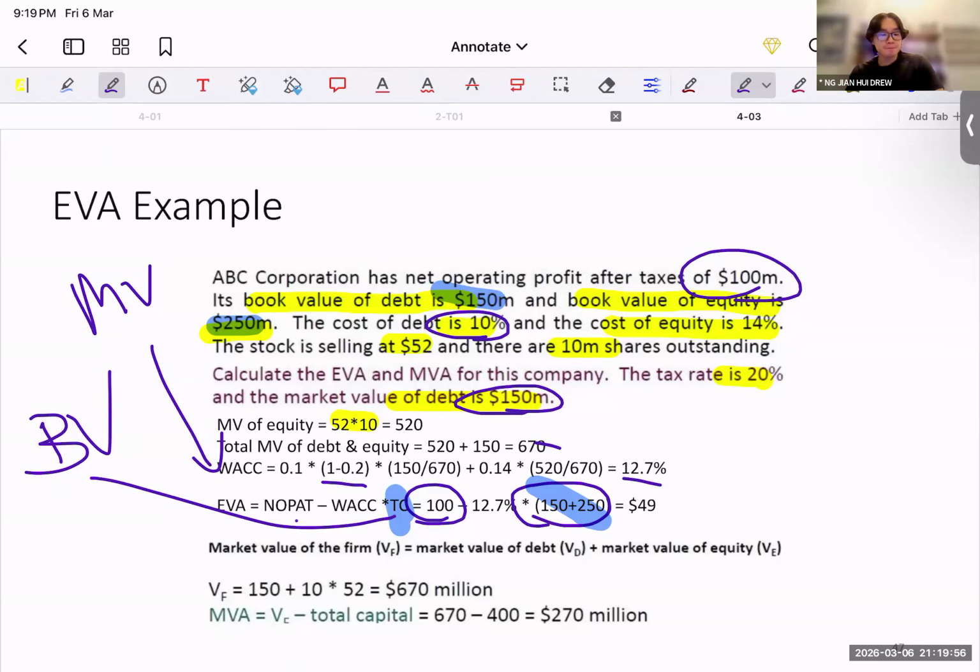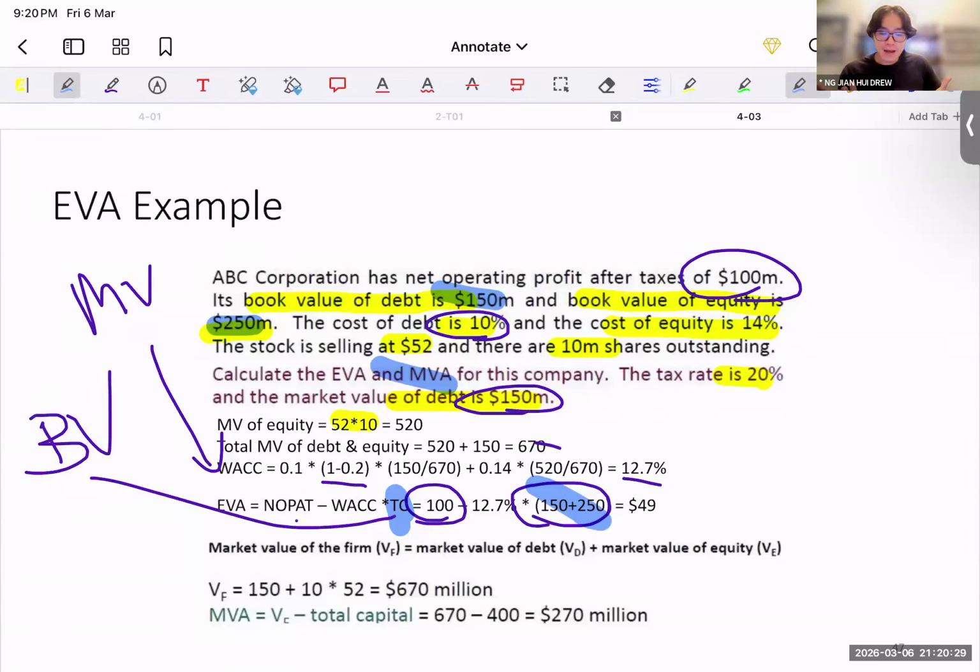Okay. Now, the second part of the question is to calculate the MVA. So what's MVA? MVA is the market value added. The market value added is basically comparing what? You have your market value of the firm, then you have the book value of the firm, right? There's going to be some discrepancy between the market value and book value. And so we take the market value minus the book value to get your market value added.